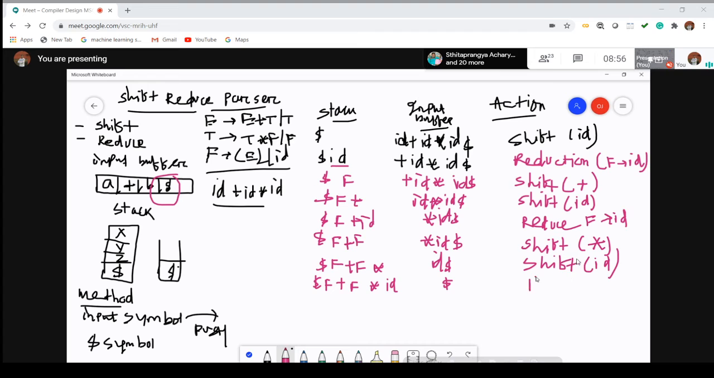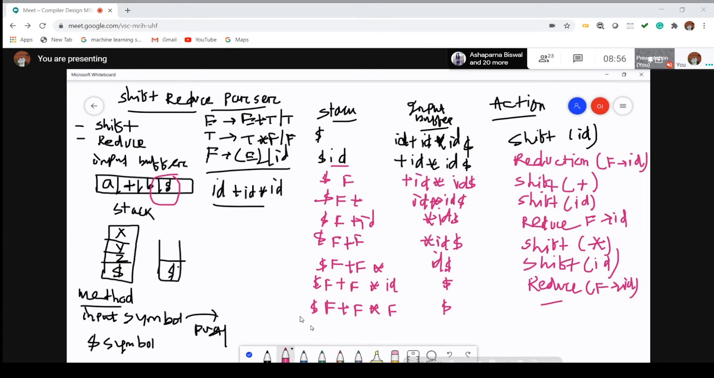Okay, now there is a reduce operation. Which value is to be reduced? F to id. Reduce: F to id. In place of id, I have to replace it with F. Now the stack is dollar F plus F star F. Now the input is dollar. Okay, there is no production.